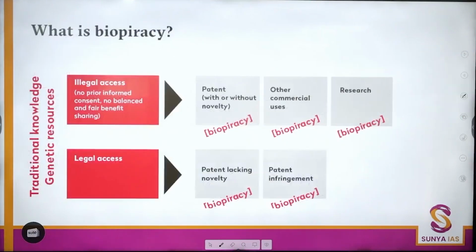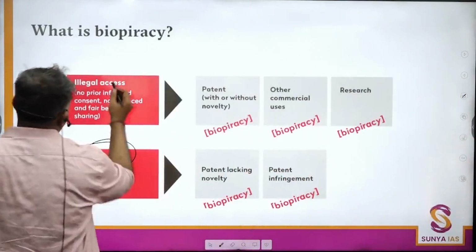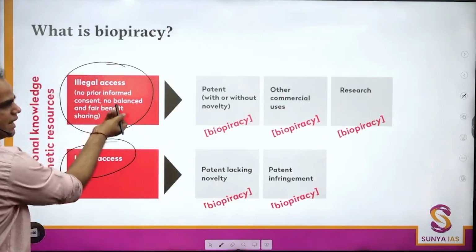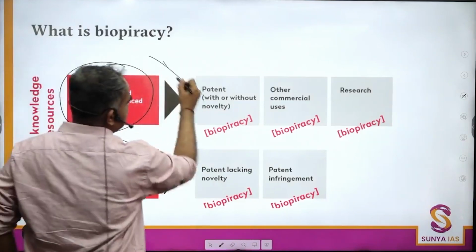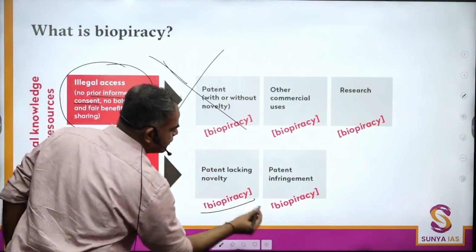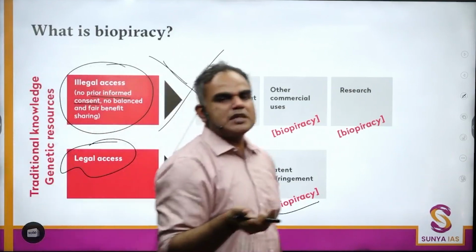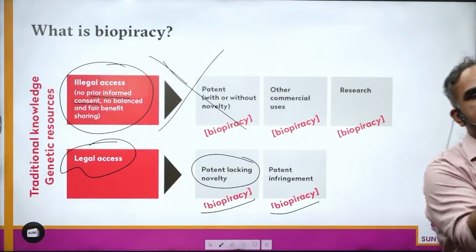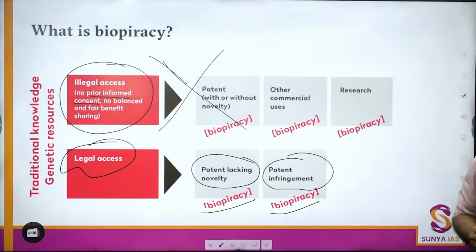So I think biopiracy, we've already seen what is there. In biopiracy, both cases are there: even if you obtain things legally, and even if you obtain them illegally. If it is illegal, of course, there is no prior informed consent. So this is totally wrong. But even if you obtain it through legal mechanisms, it can still be biopiracy if the patent is lacking novelty, which means the patent is already existing and you have just copied the same formula, or you are infringing on somebody else's patent.